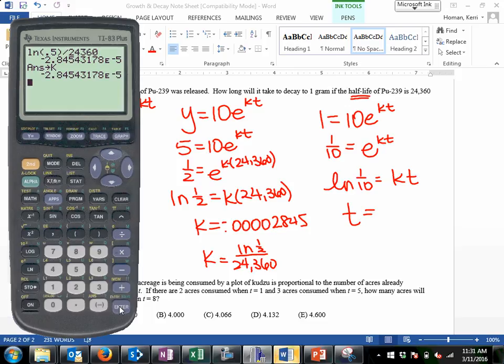For this example, time is in what? Years. That's not going to always be the case. Sometimes it'll be hours, sometimes minutes, sometimes seconds, sometimes years, but it'll be established in the problem.